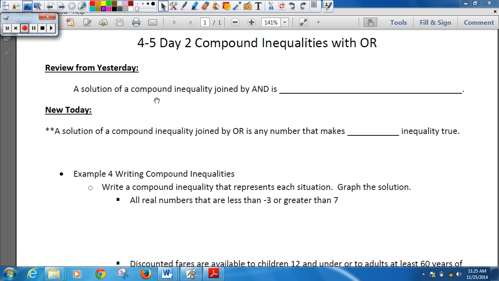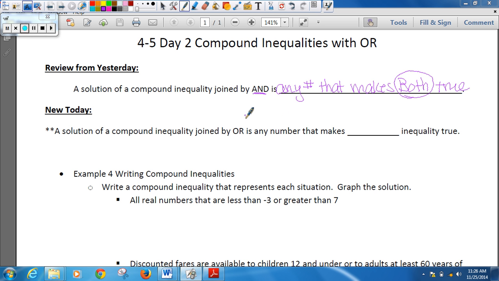A solution of a compound inequality joined by and is any number that makes both true. Both is the important part there. So that's if it says and. So it has to be this one and that one is also true.